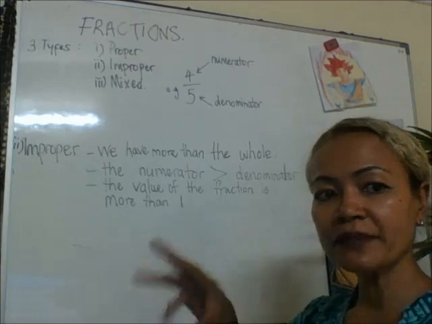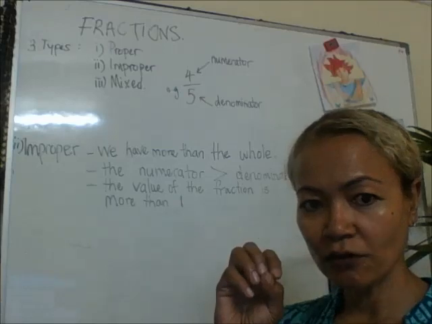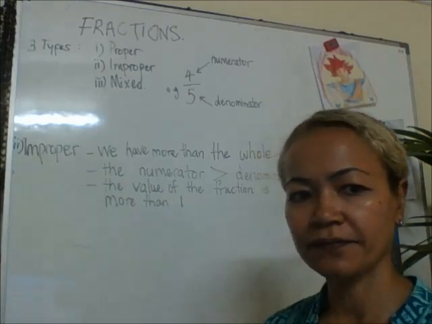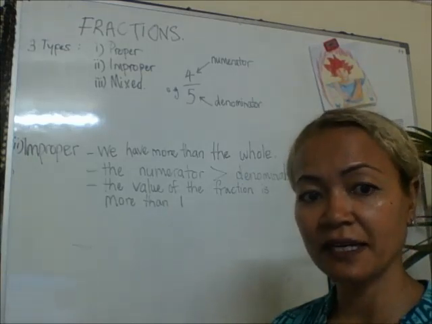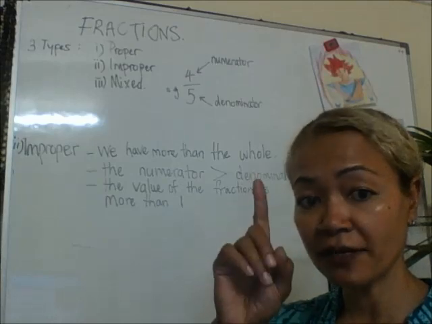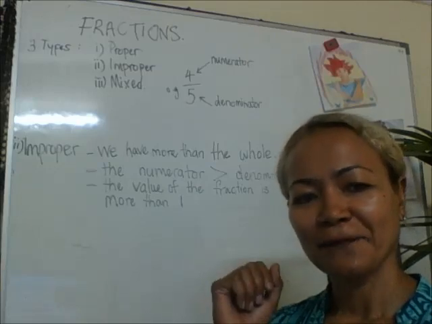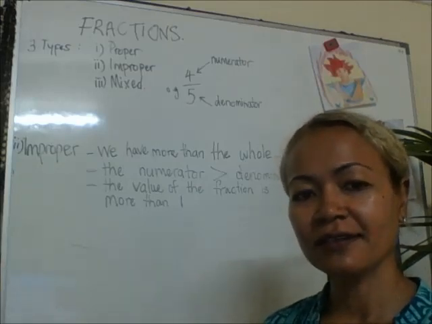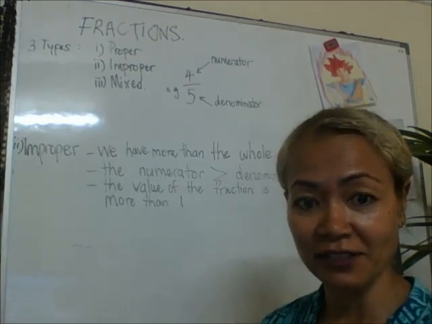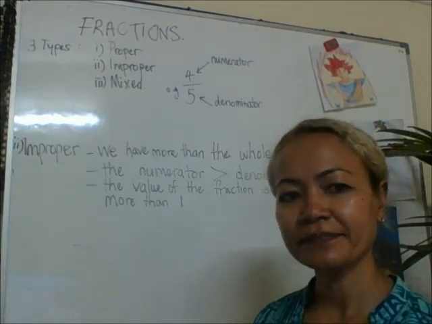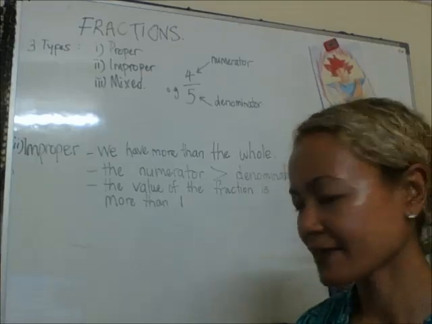So these are all opposite to proper fractions. So proper fractions, we had less than the whole. Improper, more than the whole. Proper fractions, the numerator was smaller than the denominator. In improper fractions, the numerator, the number on top, is bigger than the denominator. And then the value of the fraction. With a proper fraction, it is less than 1. With an improper fraction, it is more than 1. So this is because it's more than the whole. The whole is equal to 1.